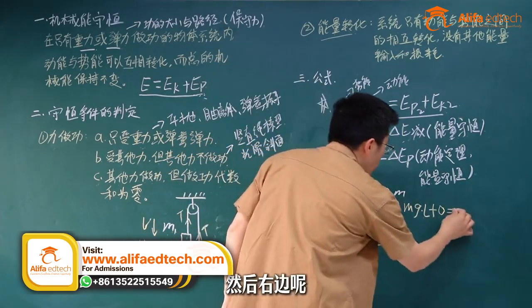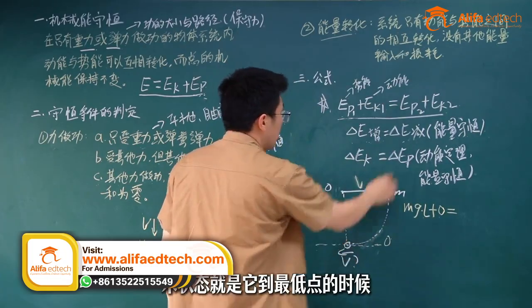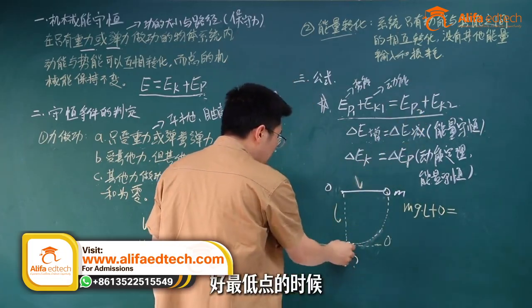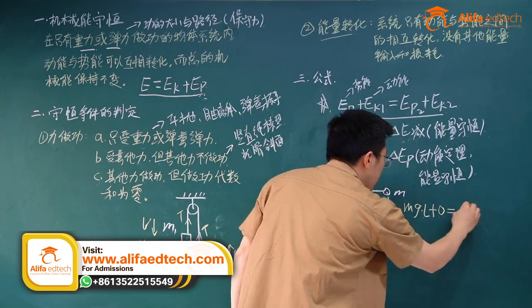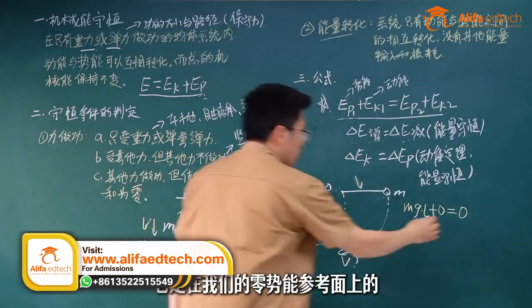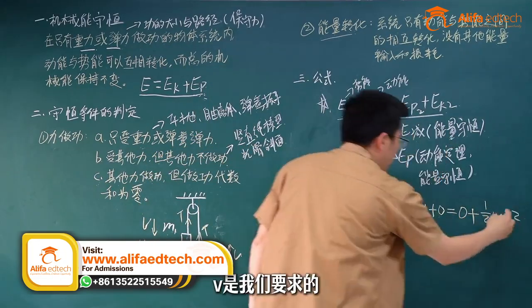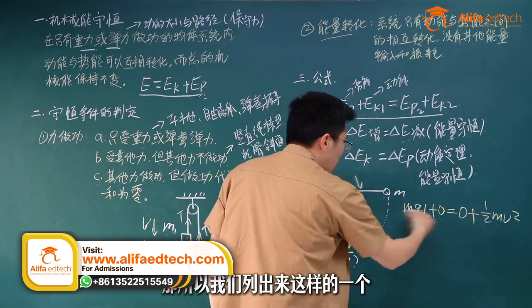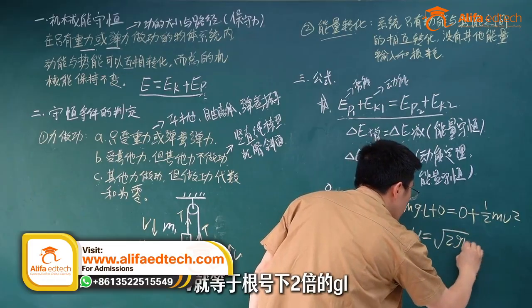Now on the right side, that's its final state. The final state is when it reaches the lowest point. At the lowest point, its gravitational potential energy is 0, right? It's on our zero potential energy reference plane. Then its kinetic energy is equal to 1/2 mv squared, where v is what we're trying to find. So after we've set up this mechanical energy conservation equation, v equals the square root of 2gL.